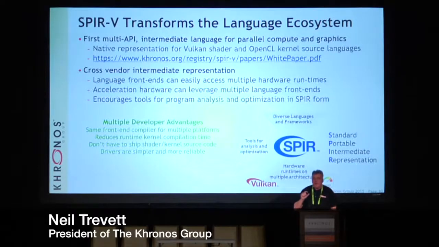SPIR-V is, I think, just as transformational as Vulkan. It's the first cross-platform, cross-vendor intermediate representation that natively understands compute and graphics. It's the perfect place to enable two communities to communicate and independently innovate. The hardware guys can just worry about how do I ingest and accelerate SPIR-V the best I possibly can. The software guys are now free to use SPIR-V as a backend for all manner of languages, tools, frameworks. And for developers, you don't have to ship your source anymore. You don't have to do the front-end compiling. It's just win-win-win all the way around.